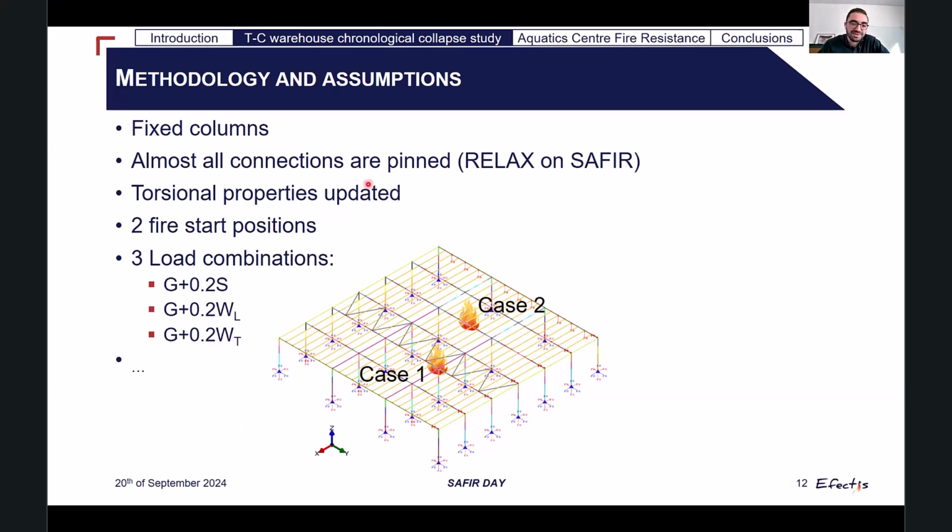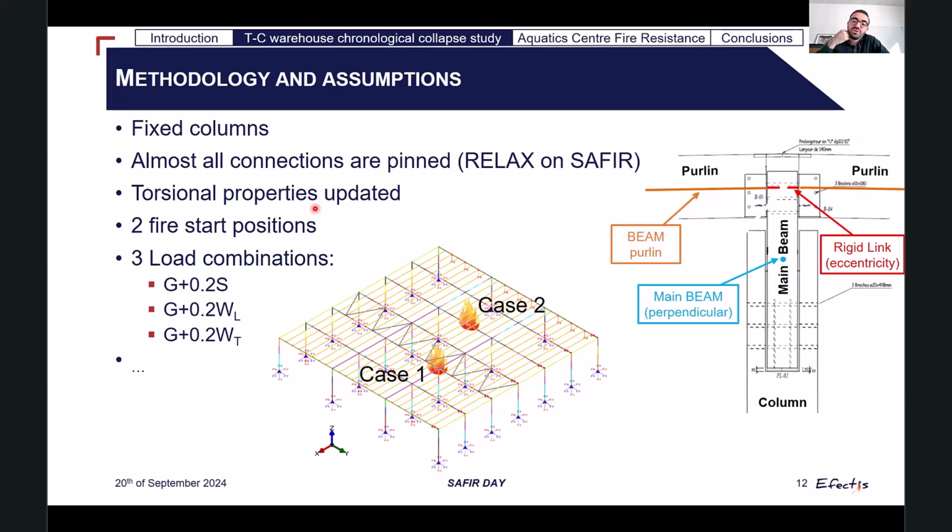Well, we'll talk a bit about it later, but we needed to update the torsional properties to take into account what I said earlier. And what we did also for the connections is we took into account the eccentricity that is generated when one solid fails and the other stays in place, which generates torsion into the main beams.